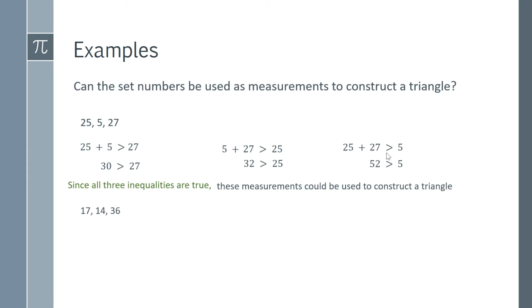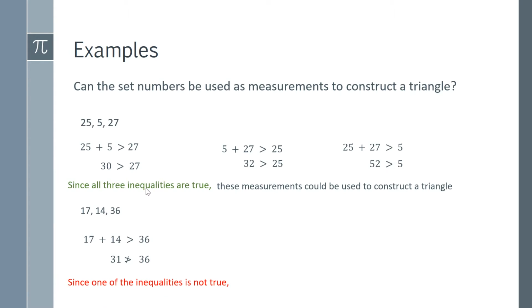Let's take a look at this example. So we've got 17, 14, and 36. Well, let's take a look at the first set. Is 17 plus 14 greater than 36? Well, what's 17 plus 14? That's 31. So in this case, I've already got an untrue statement. I've got 31 is not greater than 36. So I don't have to go any further on this one because I already know one of them doesn't work.